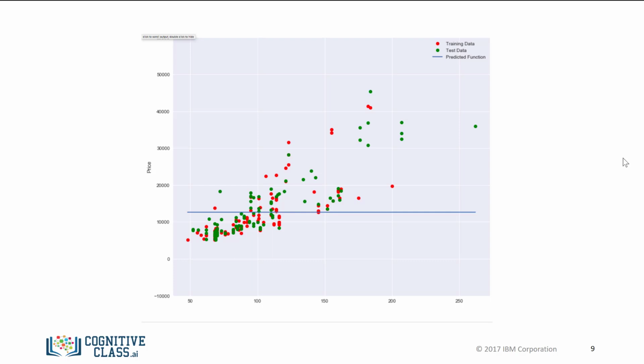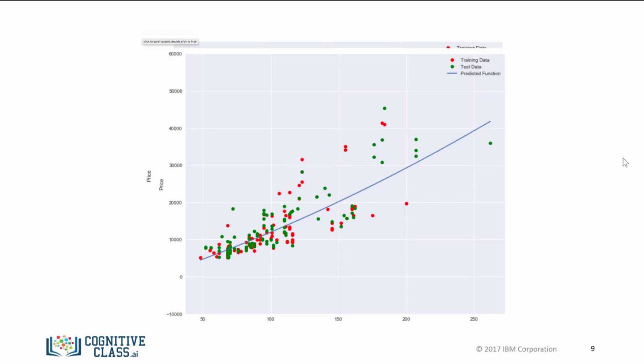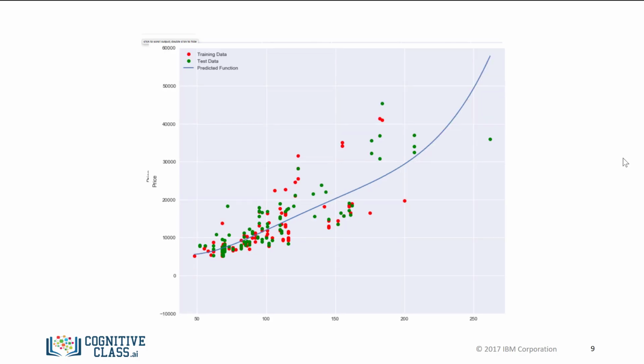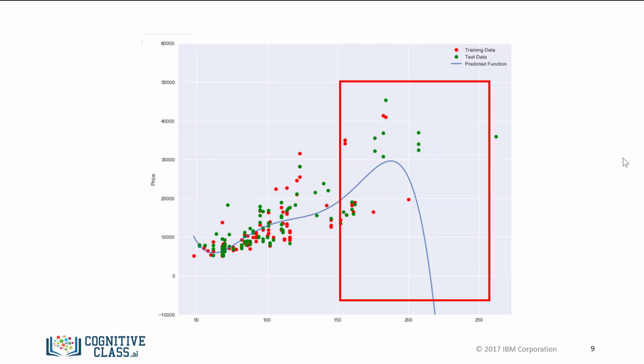If we just use the mean of the data, our model does not perform well. A linear function does fit the data better. A second order model looks similar to the linear function. A third order function also appears to increase, like the previous 2 orders. Here we see a 4th order polynomial. At around 200 horsepower, the predicted price suddenly decreases. This seems erroneous. Let's use r squared to see if our assumption is correct.